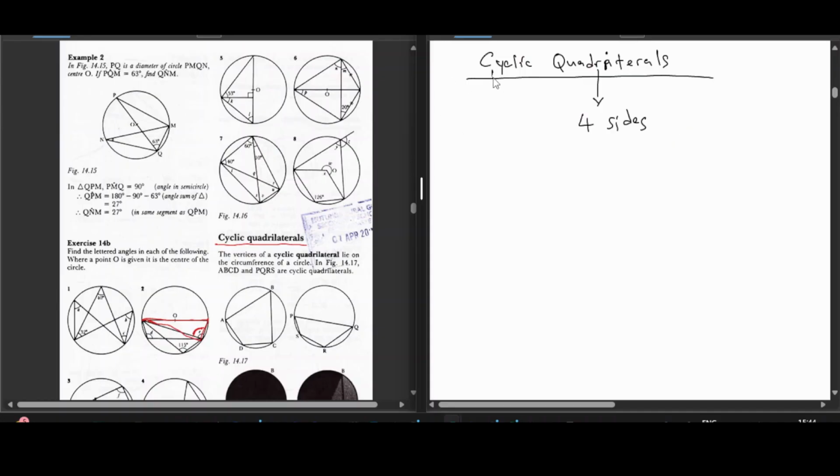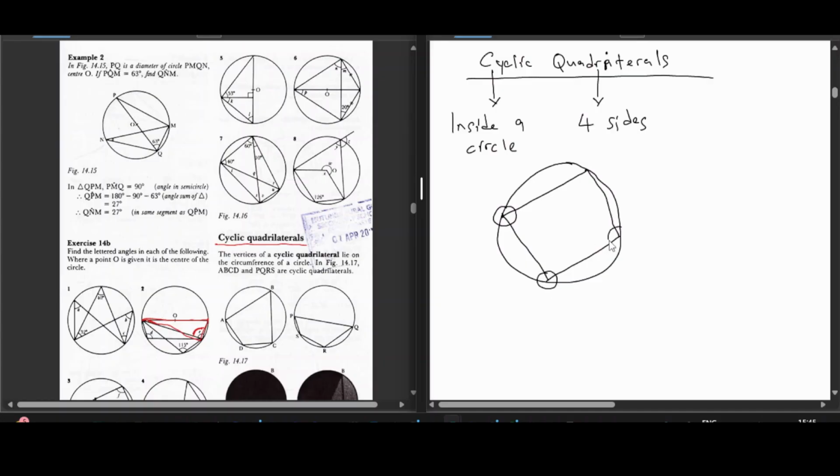Then something which is cyclic loosely means inside a circle. But the catch here is, if it is a cyclic quadrilateral, it should have all its 4 corners or vertices touching the circumference. All 4 of them should be on the circumference, that is what makes it a cyclic quadrilateral.